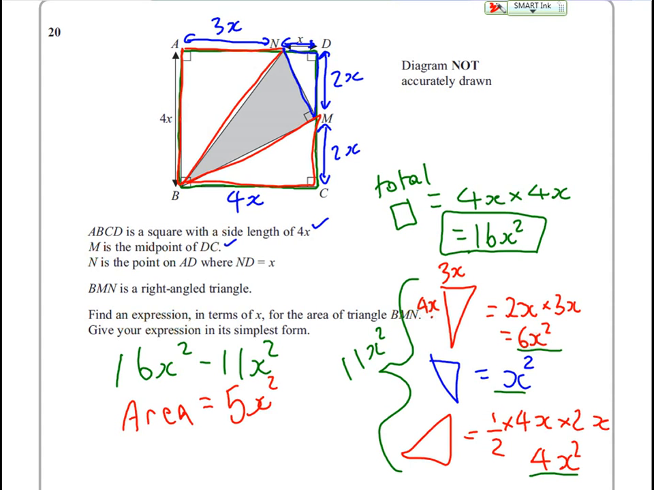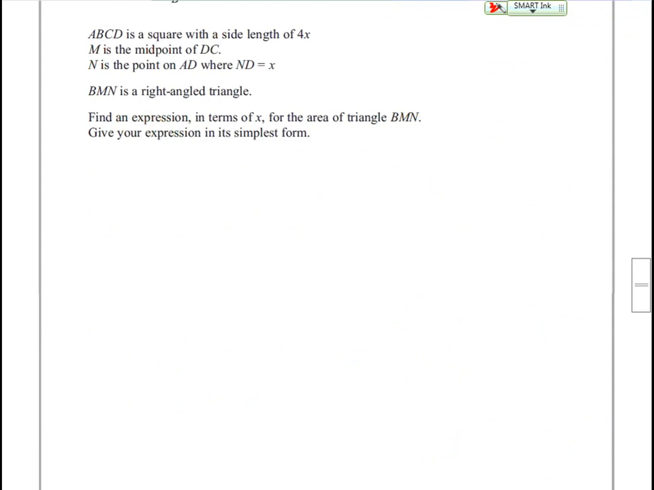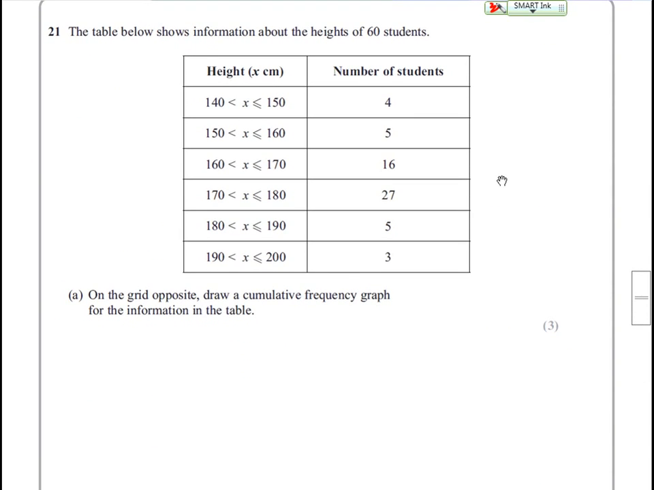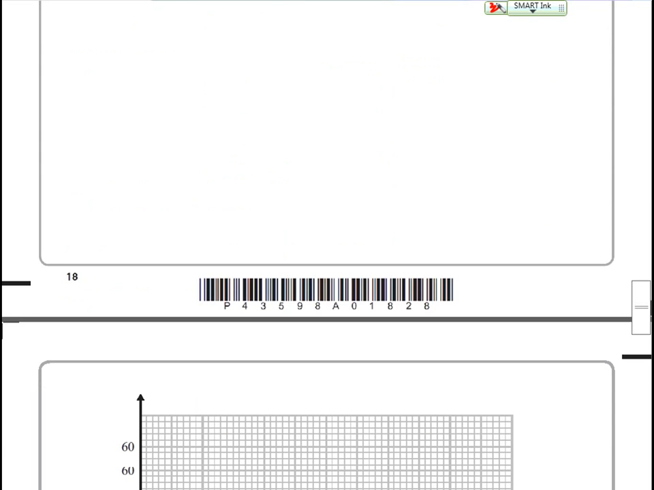Okay, moving on. Let's clear the screen. Question 21. Table shows information about the height of 60 students. On the grid opposite, draw a cumulative frequency graph.